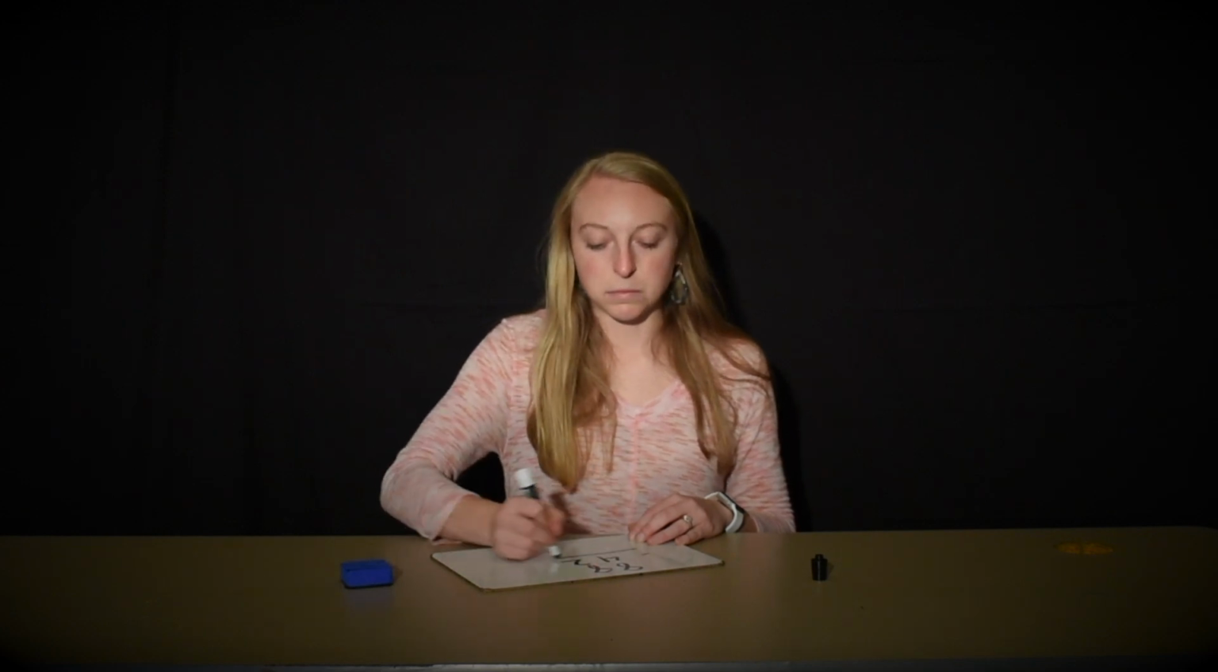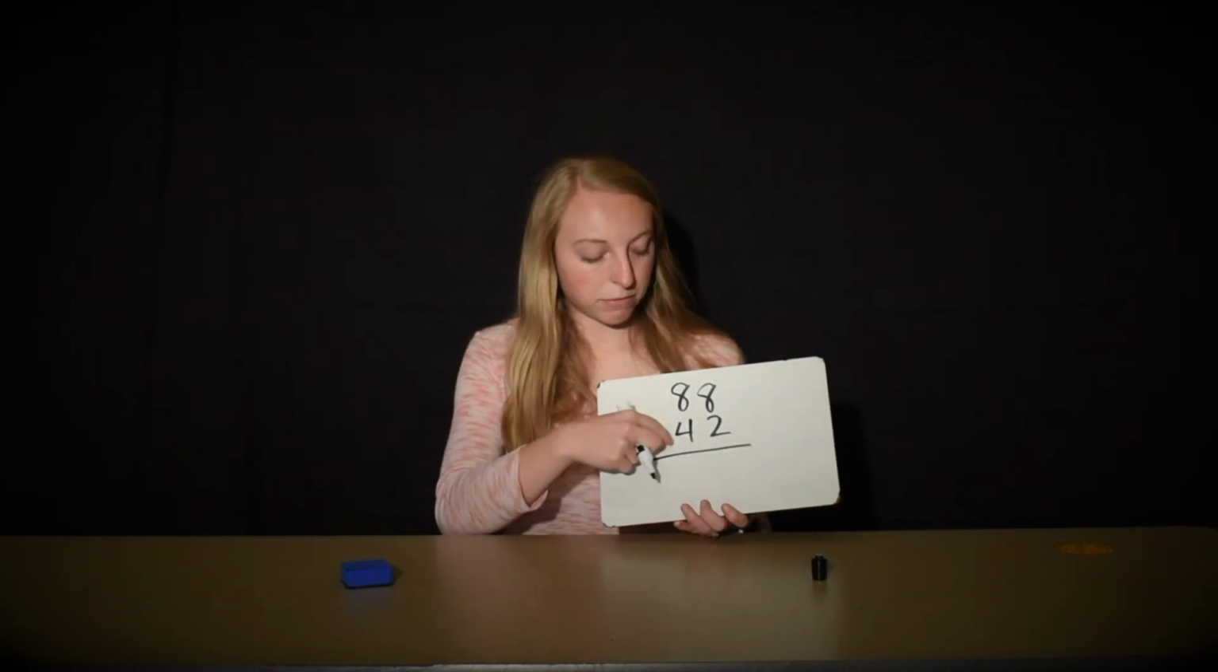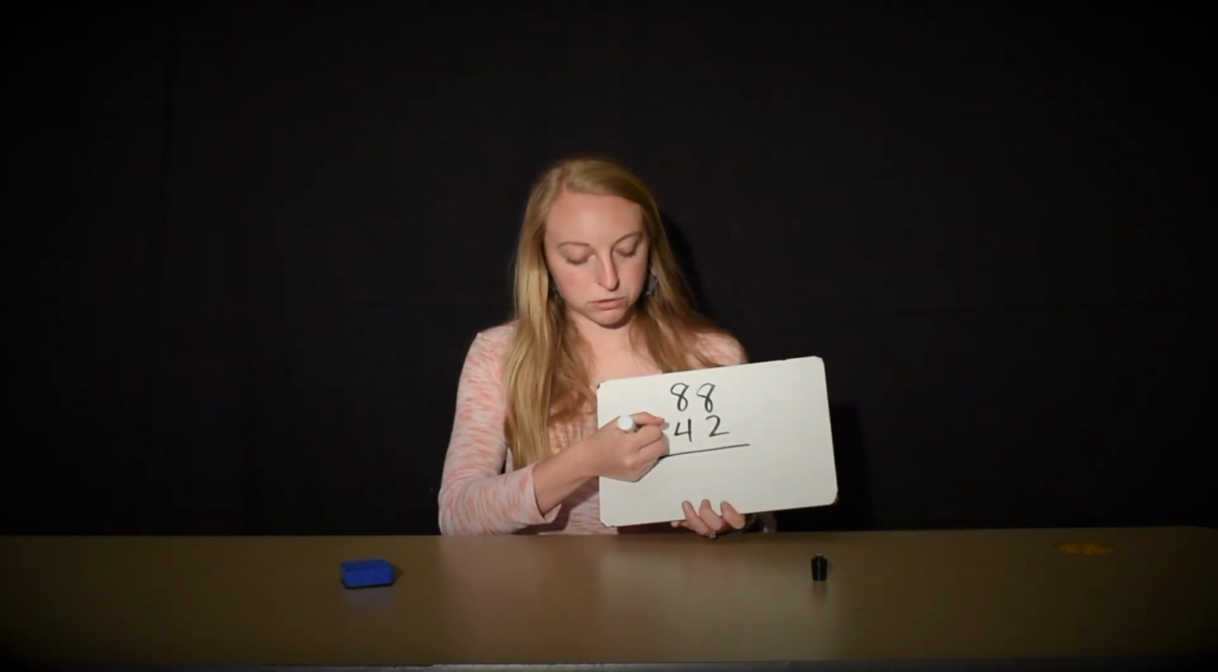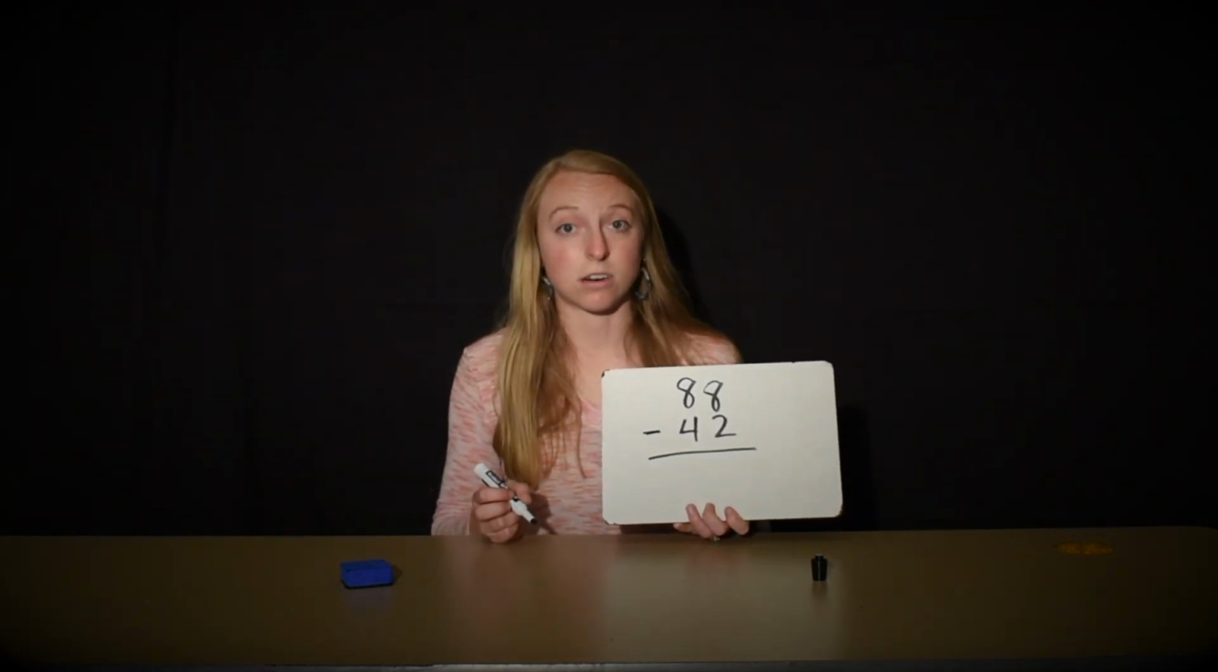Now, we're going to do the same problem, but I'm going to show you how it can look a little bit different. Some of you might have seen this before, some of you maybe not. Instead of writing our numbers next to each other, I'm going to stack them on top of each other like this. So it's the same problem. We still have 88 and we still have 42. Here's our subtraction sign that shows that we are taking away. Now we're still going to start with our what?